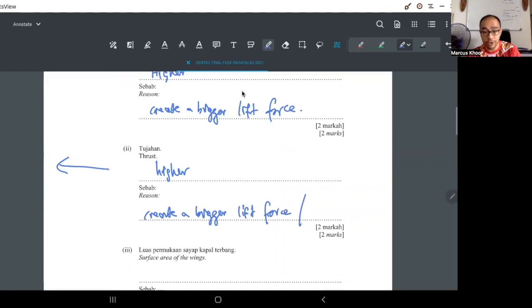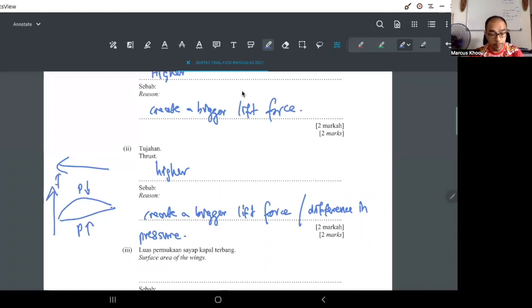Or you can say create a bigger difference in pressure. Okay, so the airplane wing is like this. If the pressure here is low and the pressure here is high, then that will create the lift force upwards. So if your plane is moving even faster, the pressure difference will be even greater. This one will go even lower and this one will go even higher. So the difference in pressure is greater, which causes the lift force.